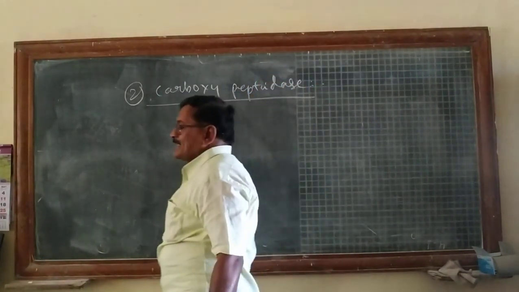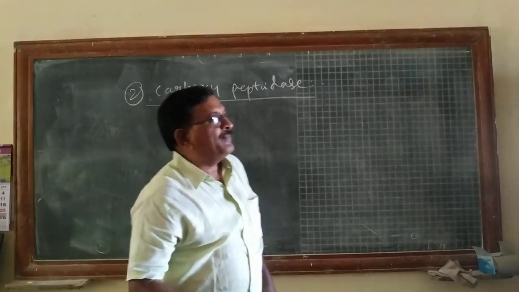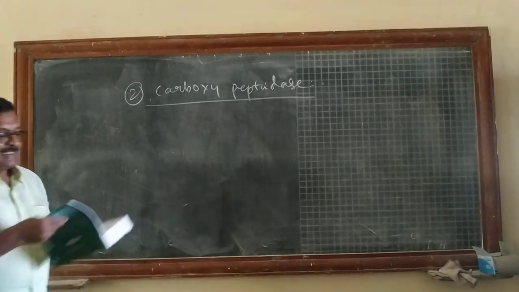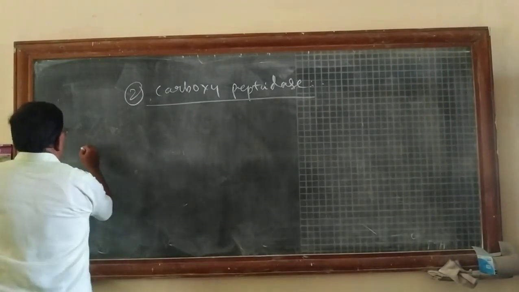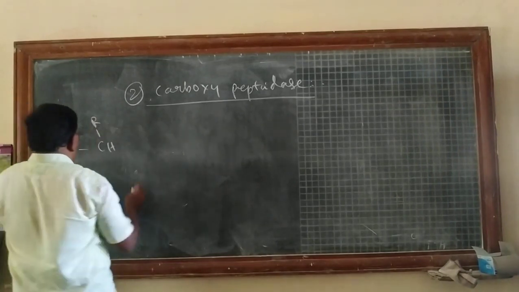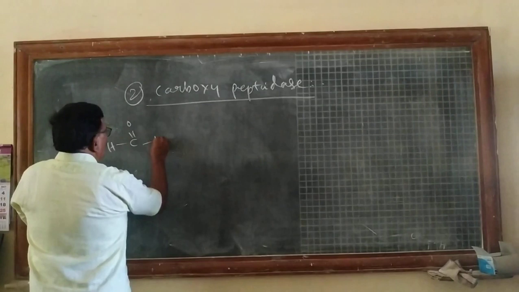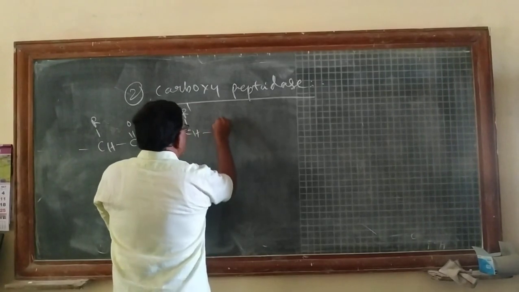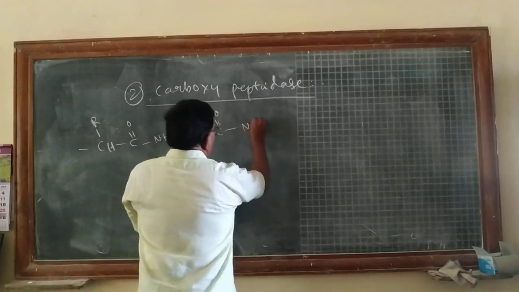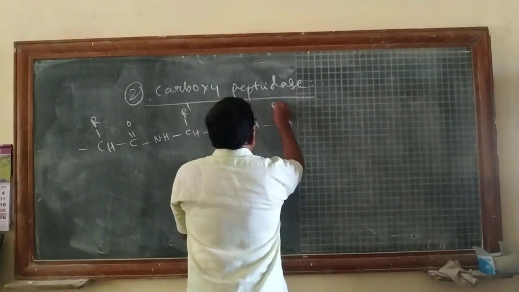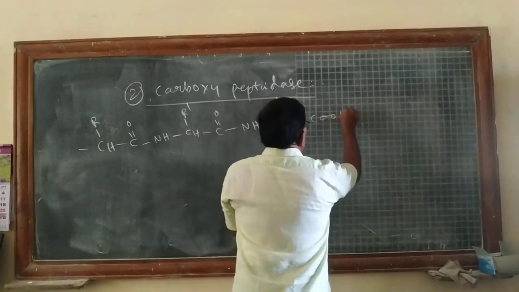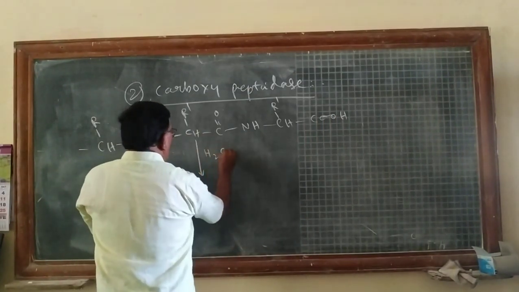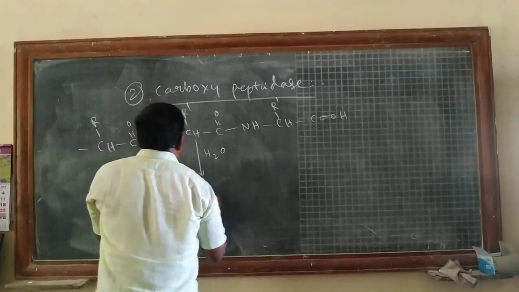So what is carboxypeptidase? A carboxypeptidase is also a metalloenzyme. This metalloenzyme also contains a zinc metal. The structure will be like this: C double bond O, NH, single bond CH, R dash, and this is C double bond O, and this is NH, and this is CH R dash, and then finally COOH. So it will be converted with water; that is a carboxypeptidase.